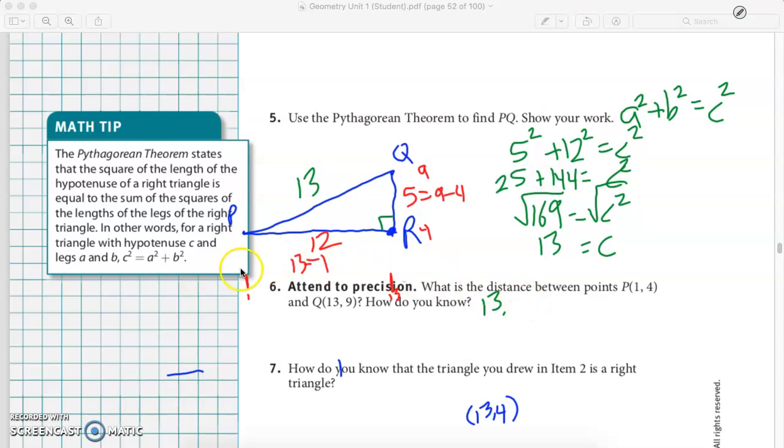We found that the length is 13, and the length of PQ is the same as the distance between the points, okay? So that would be our explanation. We found the length of PQ, and that's the same as the distance between the points.